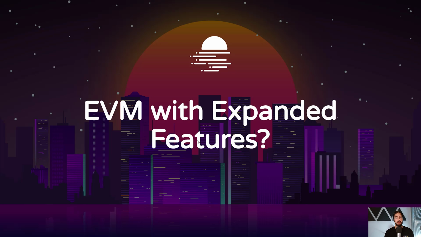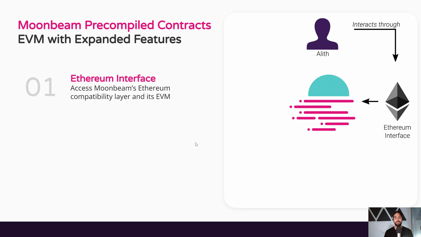But there was something that I mentioned before: an EVM with expanded features. You might ask yourself, hey Alberto, what is that? The idea here is that it's called Moonbeam precompiled contracts. If, let's say, Aleth wants to interact with Moonbeam, she can do so through the Ethereum interface, and we will see this in the demo. We can go to Remix, connect MetaMask, and deploy a really simple smart contract, and all this is using Moonbeam's Ethereum interface for the end user or developer.